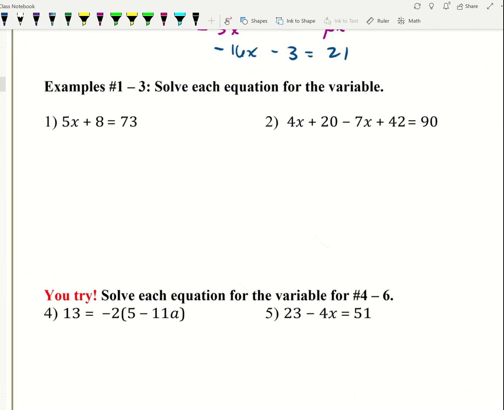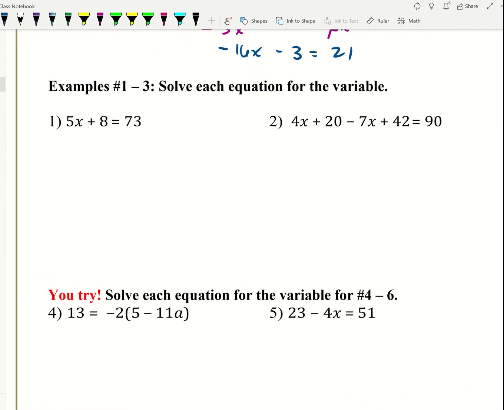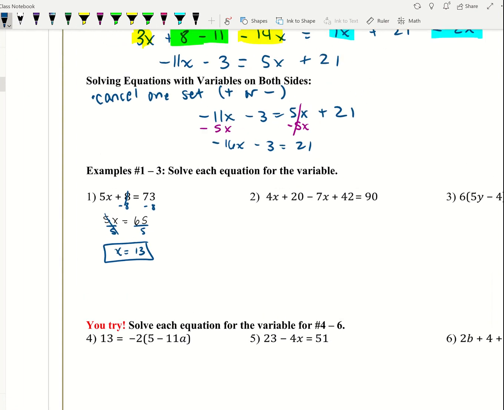All right, so for number 1, there is no distributive property. There are no like terms on the same side. There are no variables on different sides. So I'm going to move to step 4. I'm going to subtract 8 from both sides, rewrite this, hopefully by subtracting properly. We'll see how that goes. And then I'll divide by 5 to get that x is 13. Not all answers will be whole number answers. Don't let that cause problems. Okay. All right, number 2.